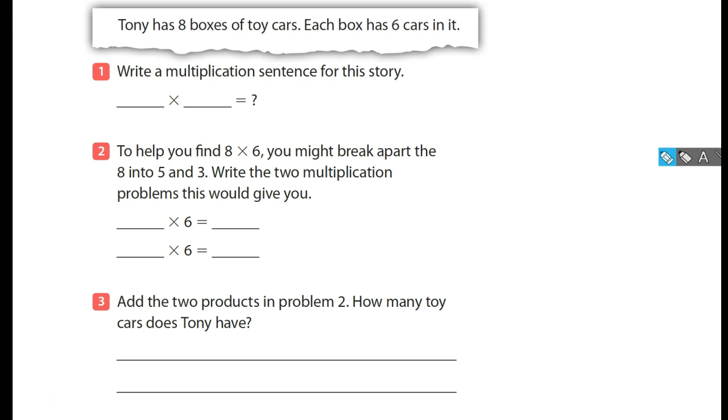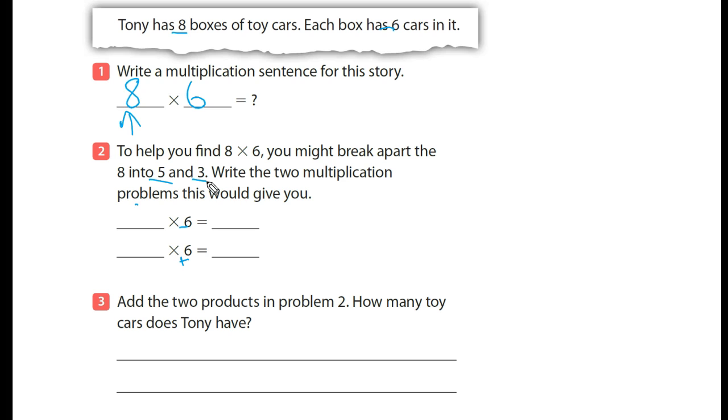Okay, it says Tony has 8 boxes of toy cars. Each box has 6 cars in it. So what would be my multiplication sentence for this? Even before I decompose anything. 8 times 6. If I don't know that, it looks like they're decomposing, right? But which number are they decomposing? The 8, right? Because I have the 6 already. It says to help you find 8 times 6, you might break apart the 8 into what?